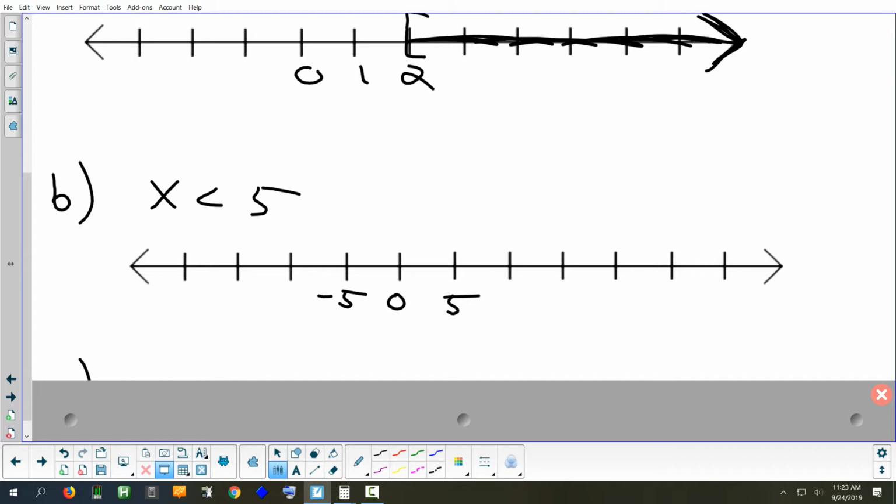Maddie, how am I going to graph that one? You would do an open circle on 5 and then shade to the left. Yep. So open circle on 5, shade left. Perfect.